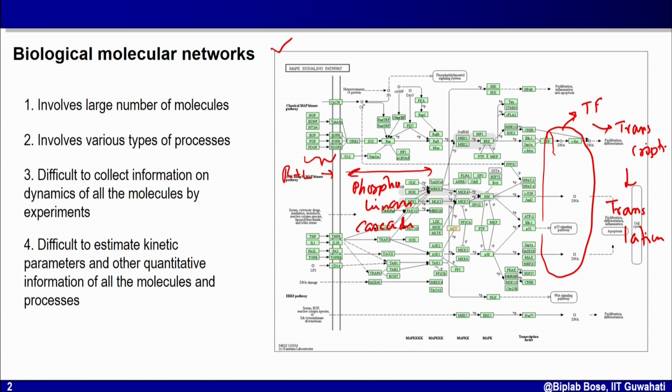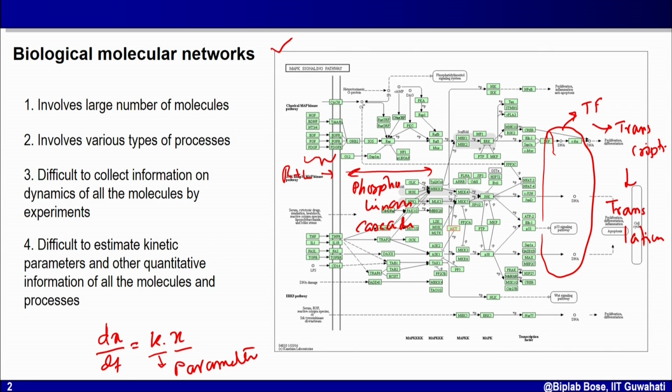Then another important problem, and rather a big obstacle in creating an ordinary differential equation based model for this type of large network, is that you require kinetic parameters. If you remember, if I write a simple ordinary differential equation like dx/dt = k·x, x is the dependent variable, and k is the constant, which is a parameter. I require a numerical value for these parameters if I have to model and understand the dynamics of x.